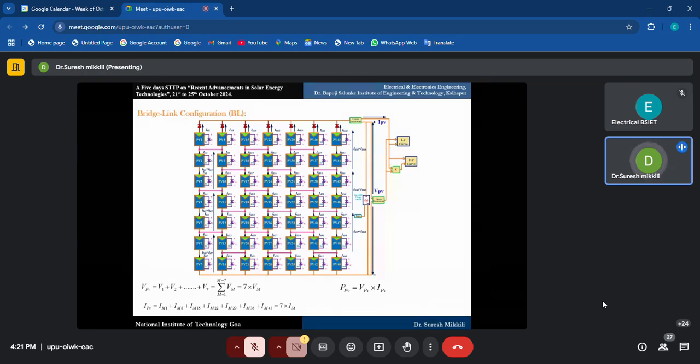But there are other people who are working for PhD and other things. There are some researchers who developed some concepts. So now there is a bridge link configuration also. What is meant by bridge link?